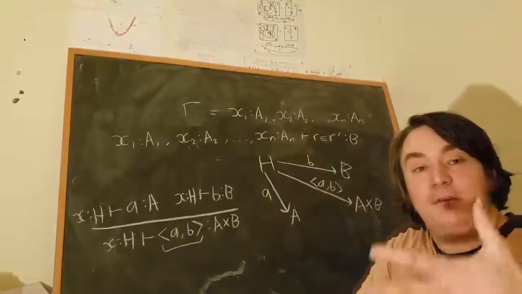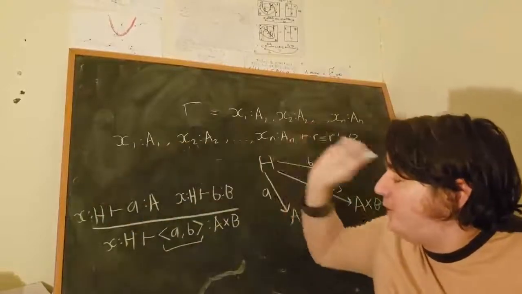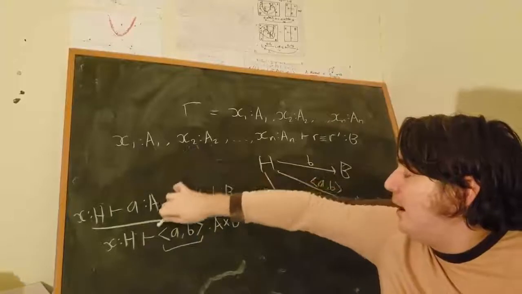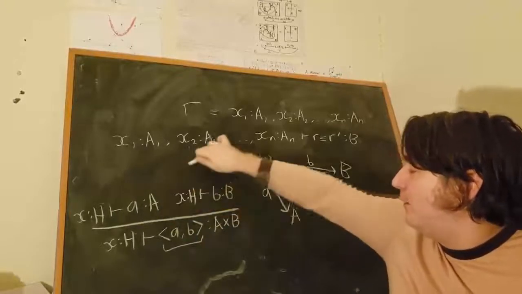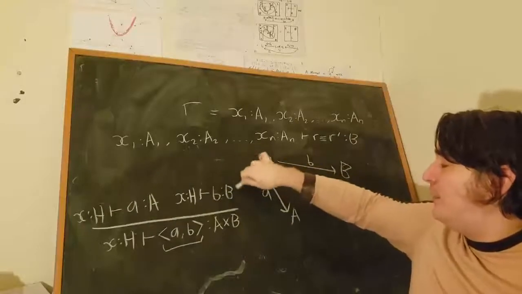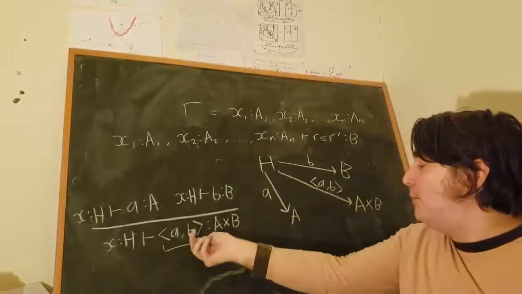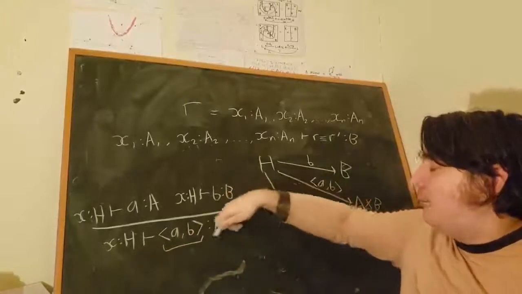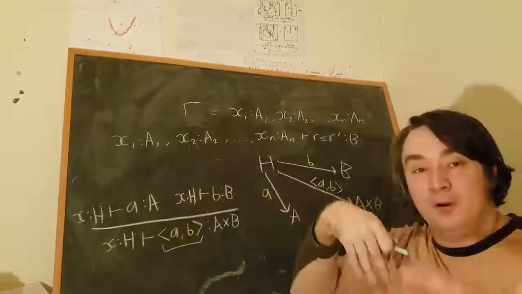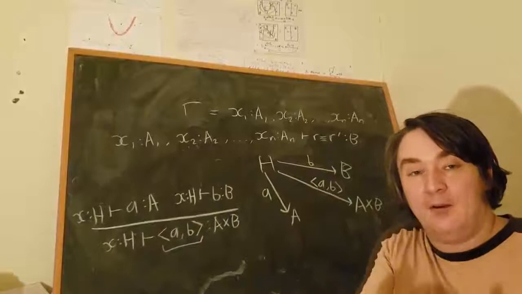So we can also think of this in terms of logic, right? We can think that if having this evidence x of proposition H entails that we have this evidence little a of proposition capital A, and it also gives us this evidence little b of this proposition capital B, then we can form this evidence a comma b of the proposition A and B. So basically this is saying if I have a proof of A and I have a proof of B, then I can form a proof of A and B.